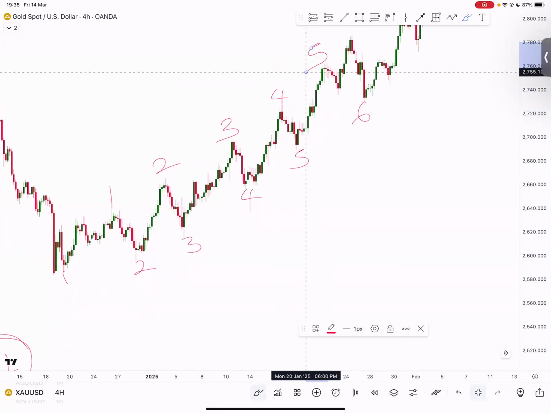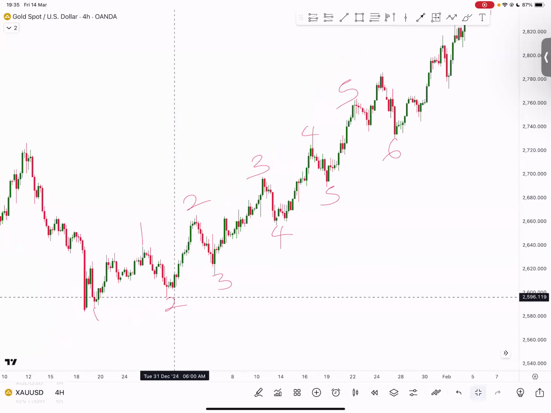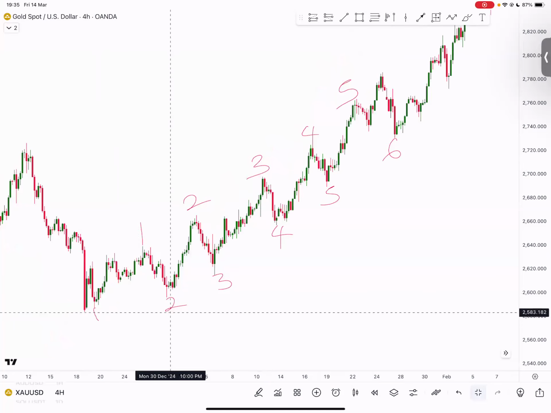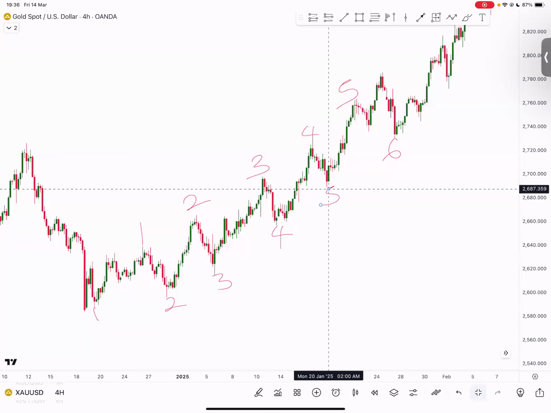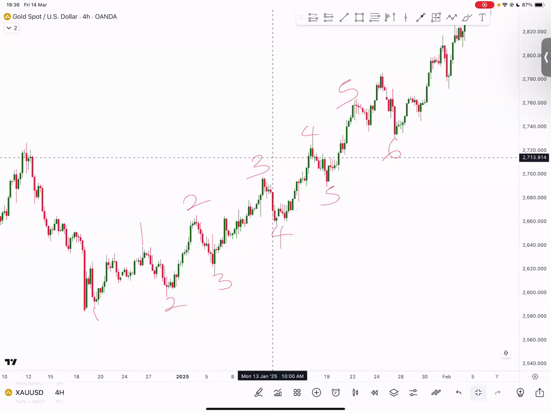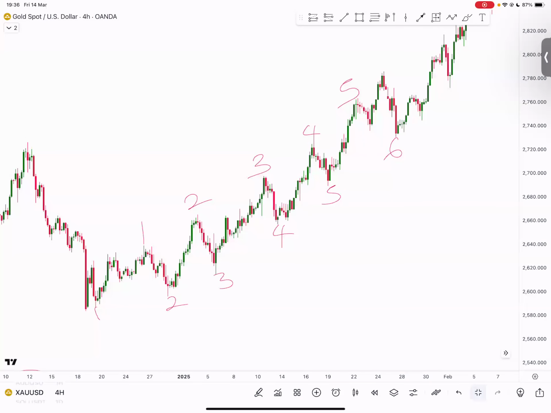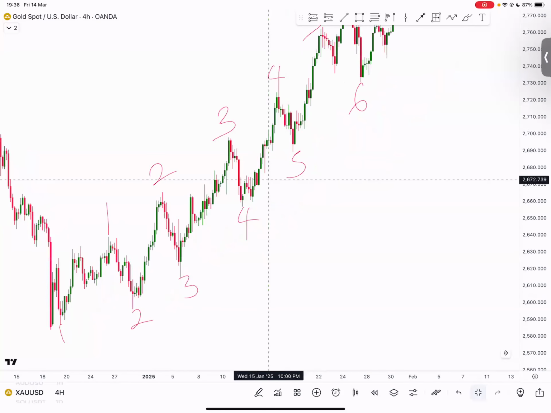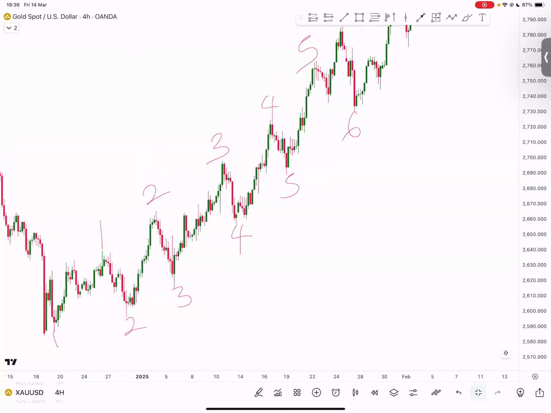If you look at this now, you can see that low two is higher than low one, three higher than two, four higher than three, five higher than four, six higher than five. High two higher than one, three higher than two, four higher than three, five higher than four. When you have price creating a series of higher lows and higher highs, just like this, this is exactly what the uptrend looks like on the chart, right?